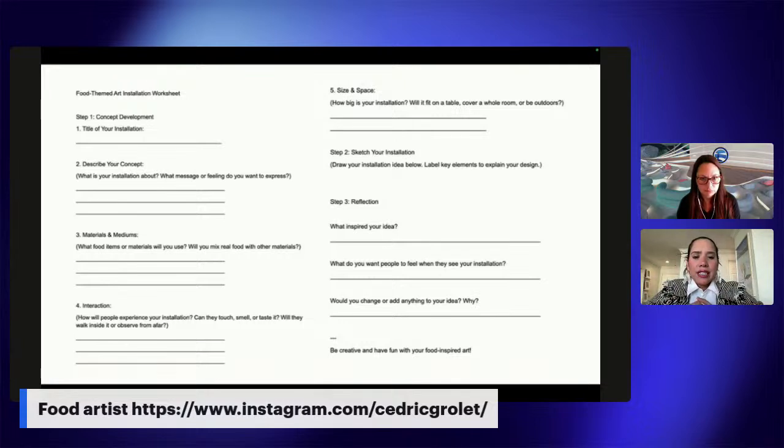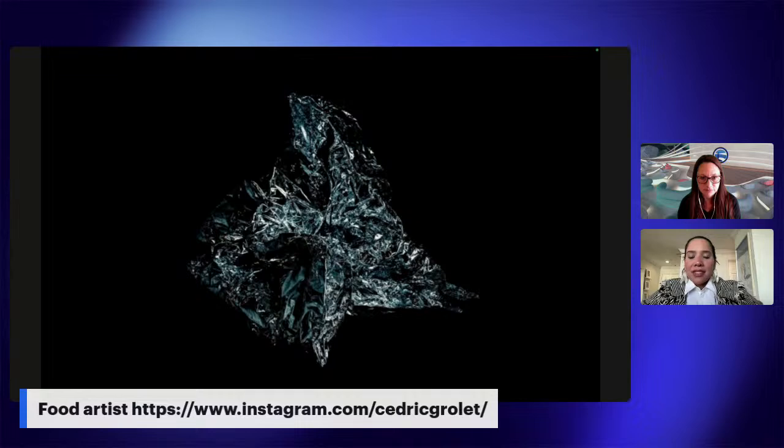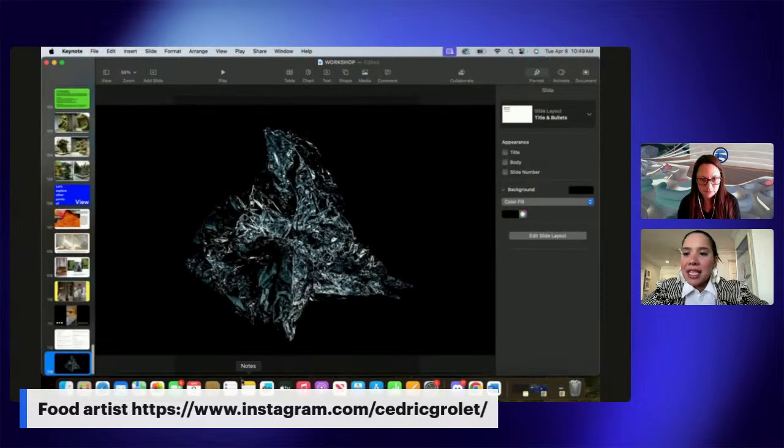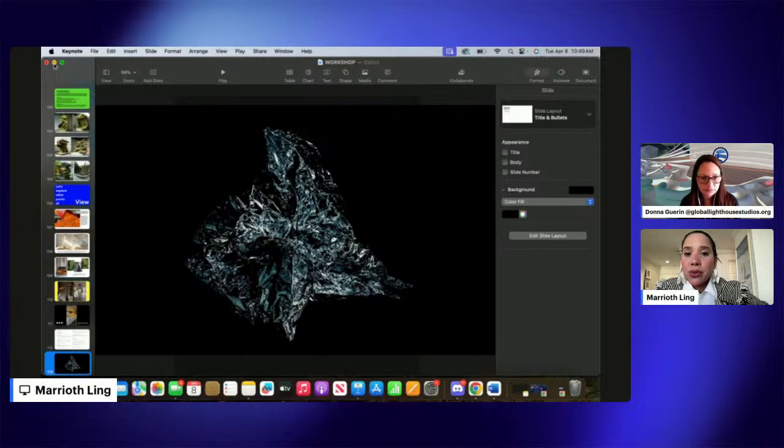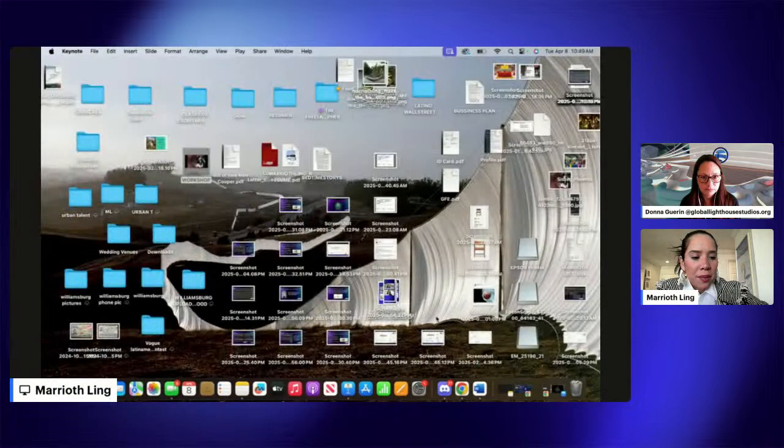The other part is what inspired your idea, and what do you want people to feel when they see your installation, which is going to be different for every human who goes to see your installation if you do it. Would you change or add anything to your idea, and why? So that will be it. That's the exercise I will share with you, Donna. So if you can share it with them, that would be cool.